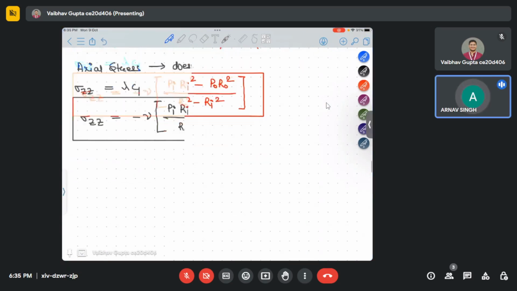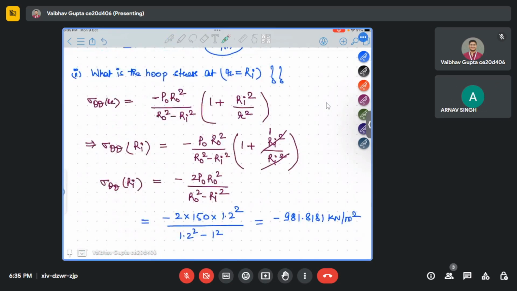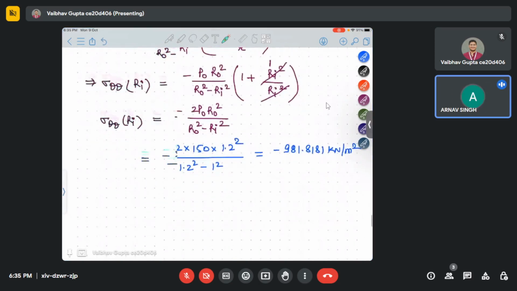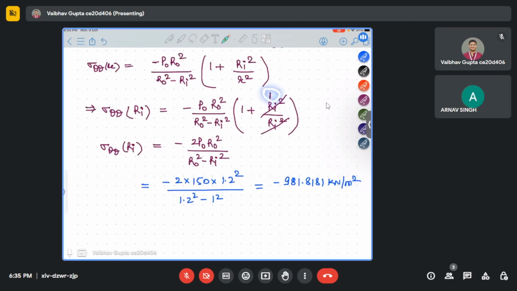Sir, how did this cut? The Ri are same, no? This and this are same. We are finding R equal to Ri. So that Ri square, and small r square. Okay, sir. So sir, won't we take this 1 in it? Yes, so 1 is there, this one. So 1 plus 1 is 2. So this 2 I have written here.